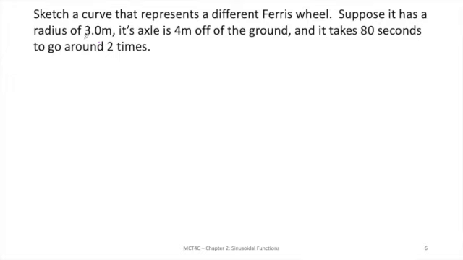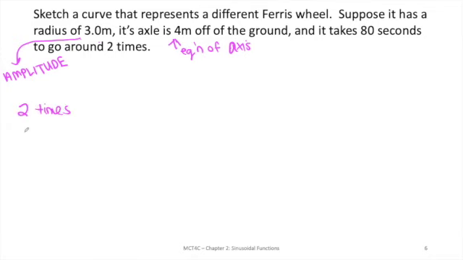So it has a radius of 3 meters. Remember that radius of 3 meters means that is our amplitude. The axle is 4 meters off the ground, which means that is our equation of our axes. And then it takes 80 seconds to go around 2 times. So if 2 times is 80 seconds, then what is 1 time? Well, you're just going to take 80 and divide it by 2. So you know that one cycle is going to be 40 seconds.